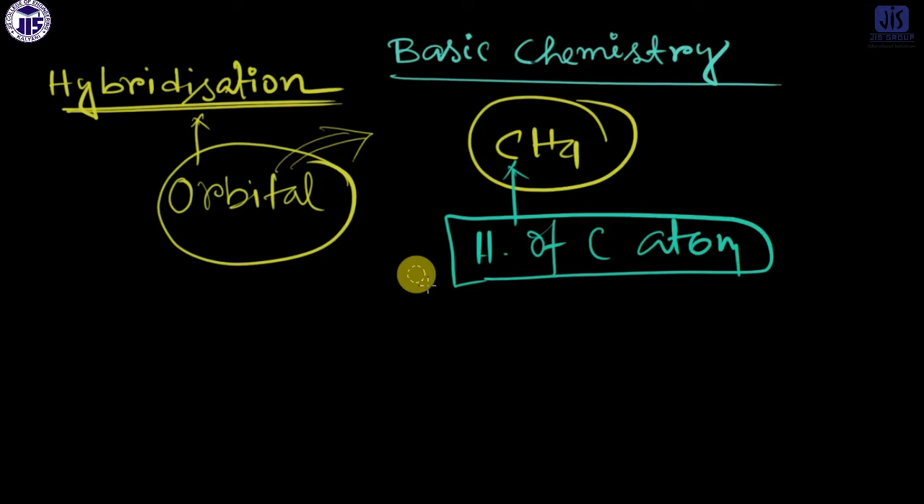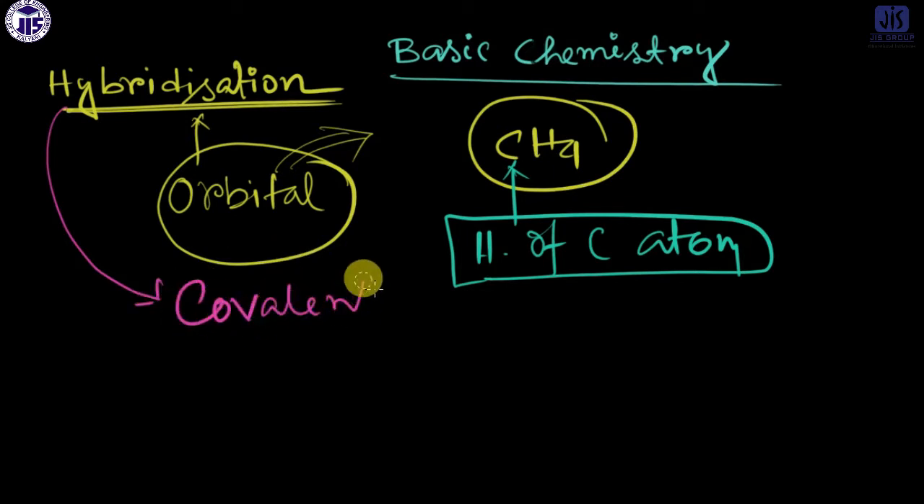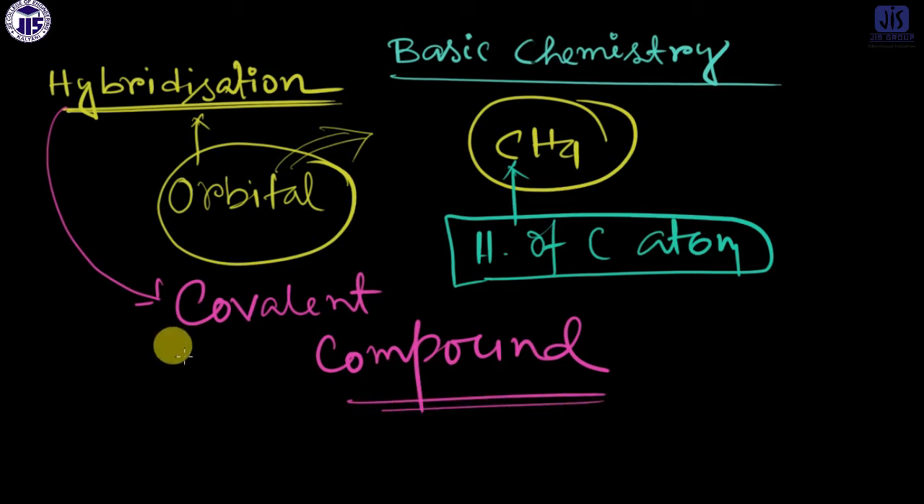Okay, and another very important thing which you have to keep in mind: hybridization is only applicable for covalent compounds. It is not applicable for ionic compounds. So all the discussion in the hybridization chapter depends on covalent compounds.